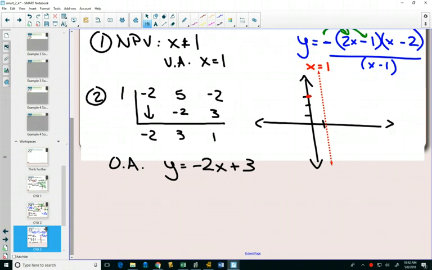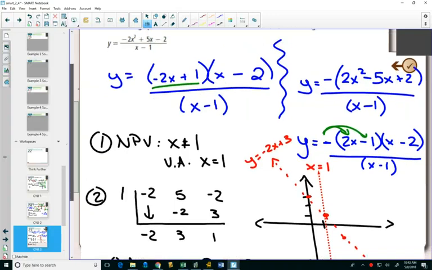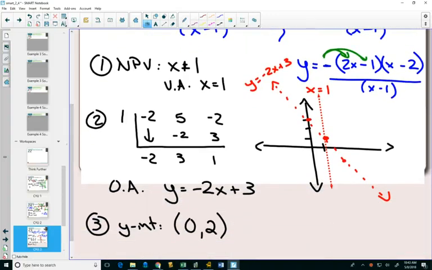So negative 2x plus 3 has a y-intercept of 3, a slope of negative 2. So I go down 2 over 1, down 2 over 1. And we can label our oblique asymptote as well. Find our y-intercept, plug in 0 for x, and we get 0, 2.